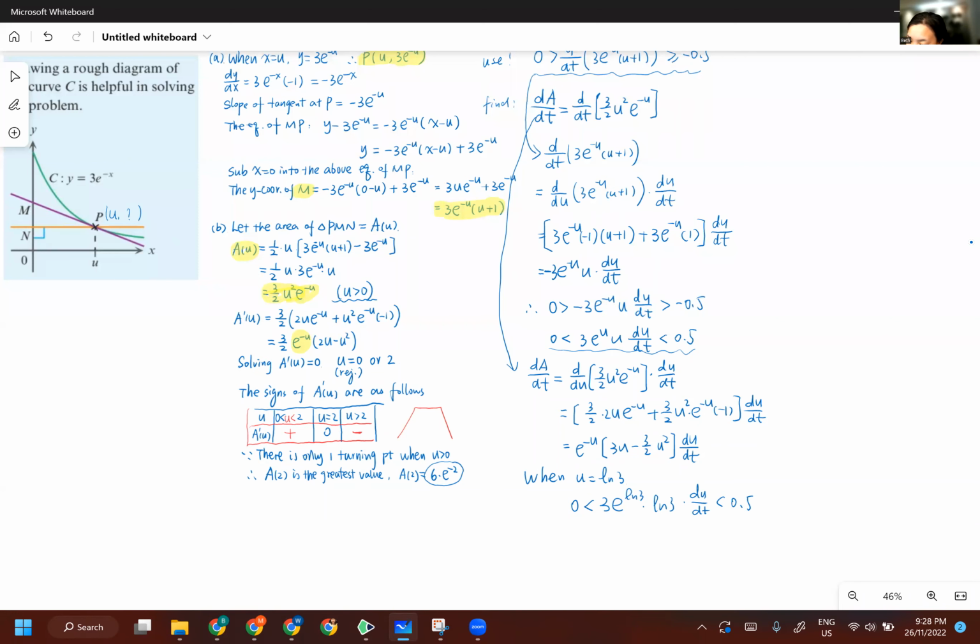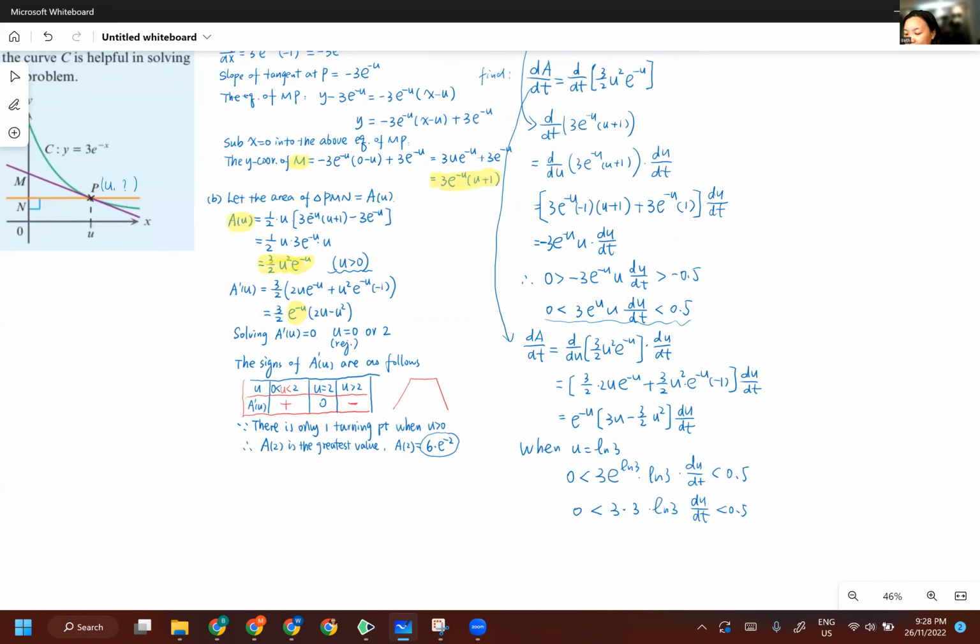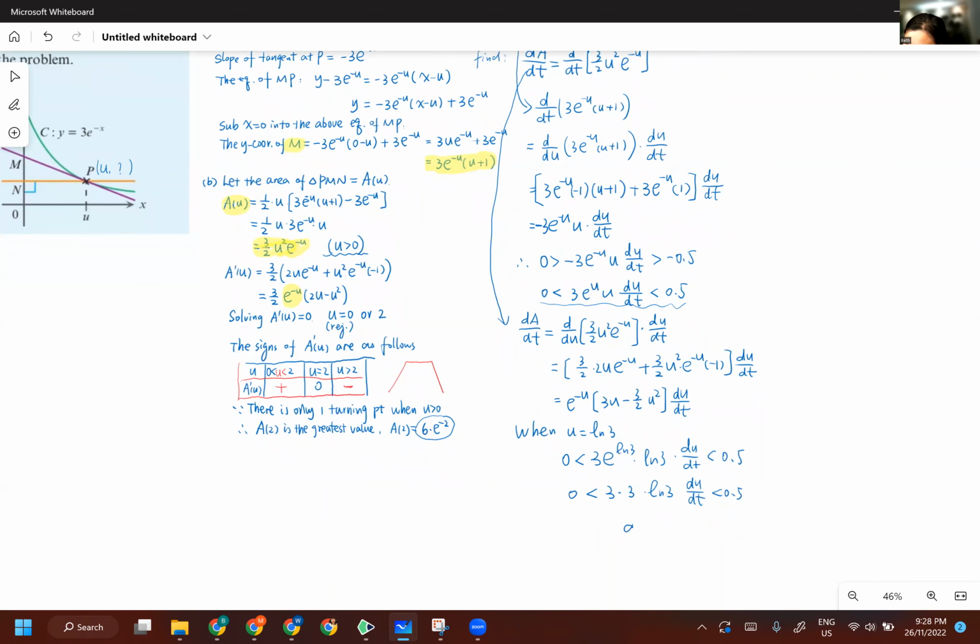Okay, therefore 0 is smaller than 3 times log 3 du/dt smaller than 0.5. So du/dt itself is greater than 0, greater than, this value is 1 over 2 divided by 9 log 3. So 1 over 18 log 3. That's my condition. Okay, now how about the conclusion?